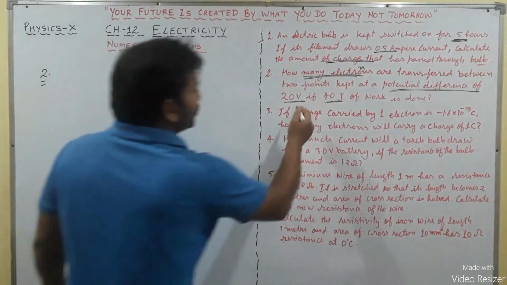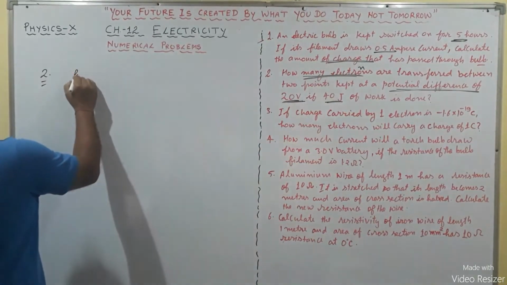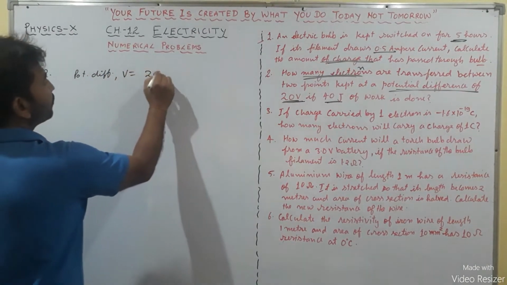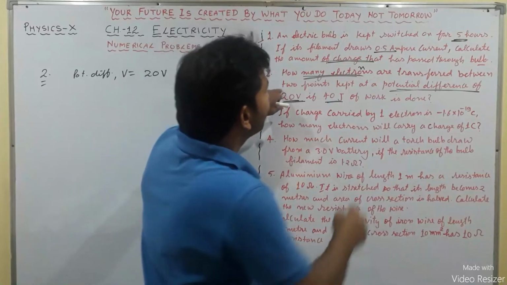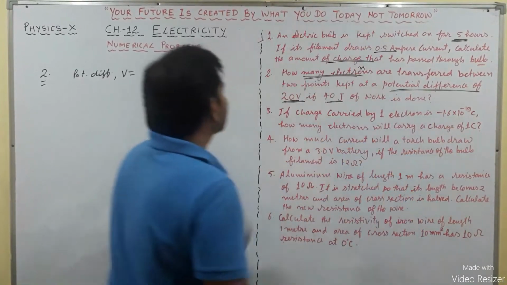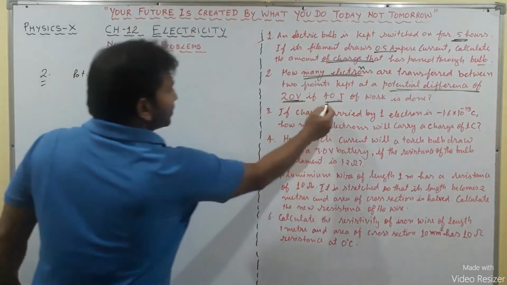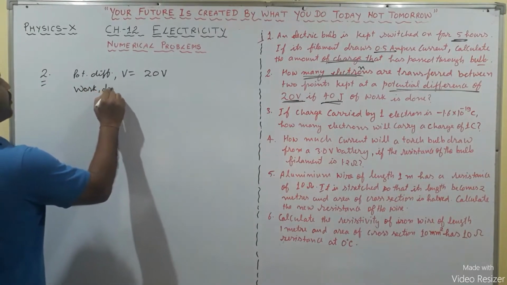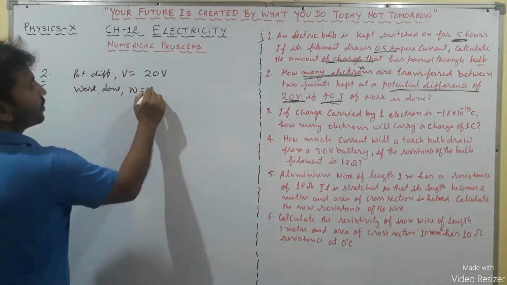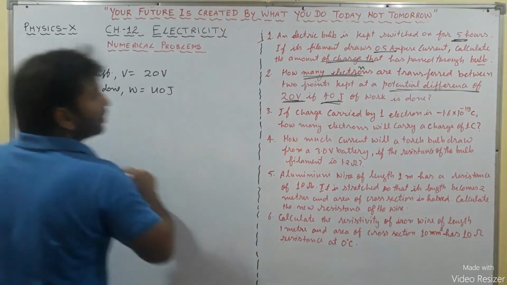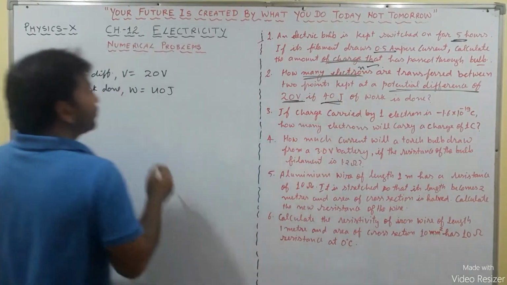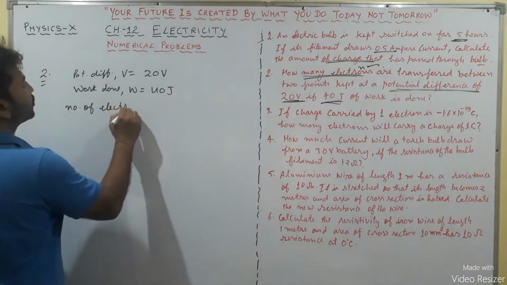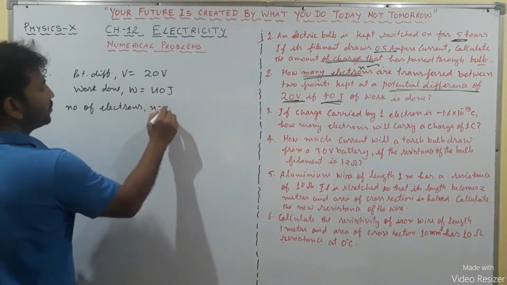So potential difference is given. Potential difference V is 20 volt between the two ends of the wire, and work done is given, that is W is equal to 40 joule, and you need to find the number of electrons. Number of electrons, that is N, you will have to calculate.